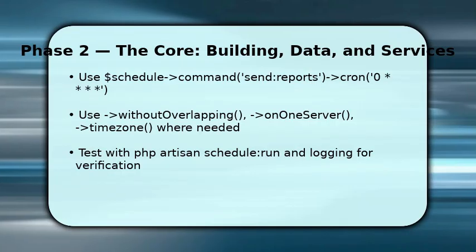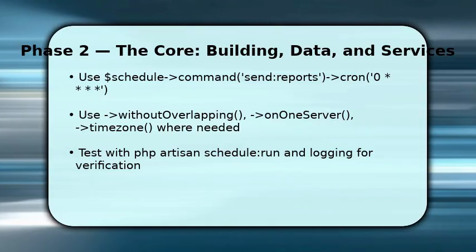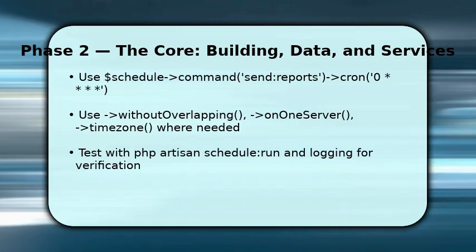Next, define the exact timing and safeguards. In Kernel schedule, use $schedule->command('send:reports') with cron 0 * * * *, or everyMinute while developing. Add withoutOverlapping to avoid duplicates and onOneServer if you run multiple app instances. Set the time zone, UTC, to control offsets, otherwise jobs may fire at unexpected times.